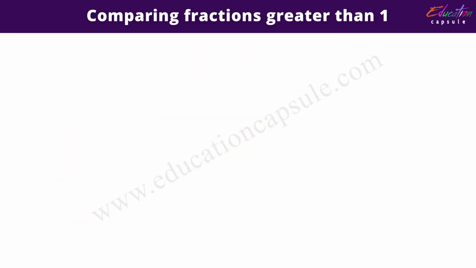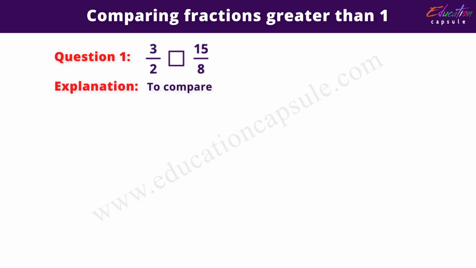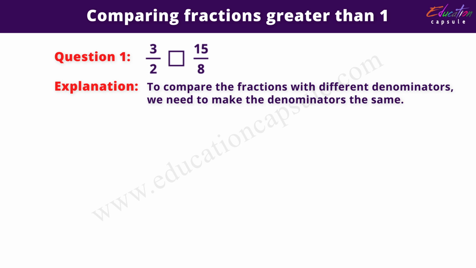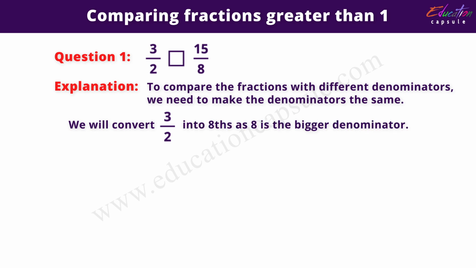Let's try a question. To compare the fractions with different denominators, we need to make the denominators the same. So we'll convert 3/2 or 3 halves into 8ths, as 8 is the bigger denominator. So 3 halves can be written as 12/8. Now we can say that 12/8 is smaller than 15/8.